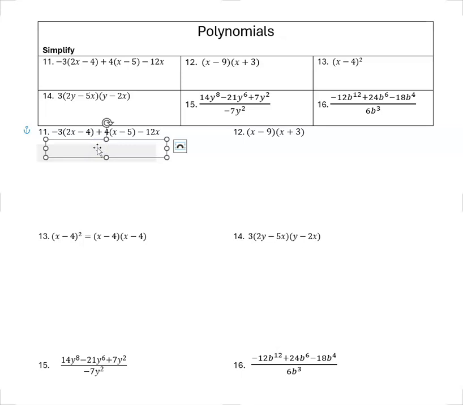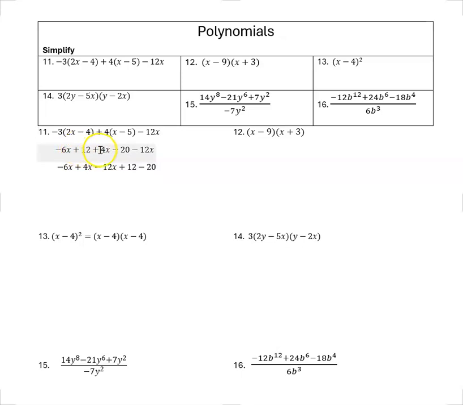So to start off with, we're going to distribute that -3, and that makes -6x, and then negative negative makes +12. 4x and 4 times 5 is 20. Again, that's a minus. The next thing we're going to do is combine our like terms. And the like terms here are the x terms, -6, +4, and -12x. And remember that the sign of that comes with it.